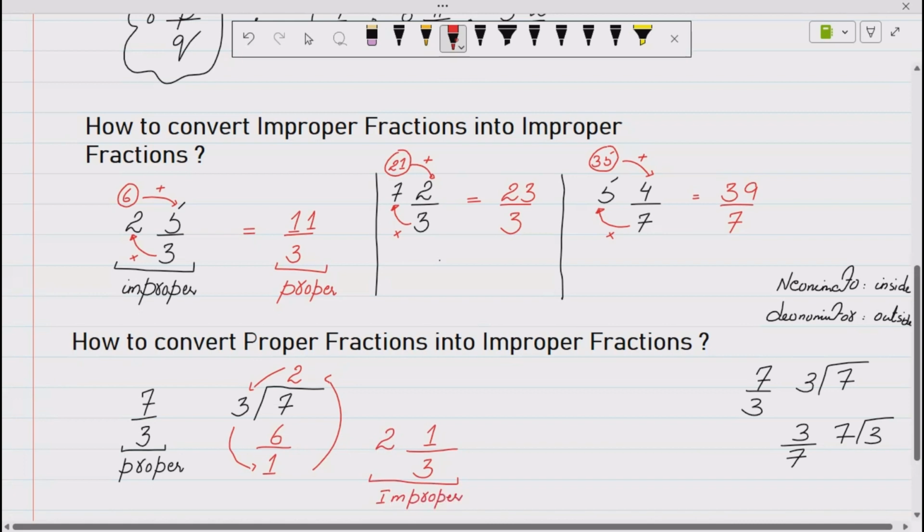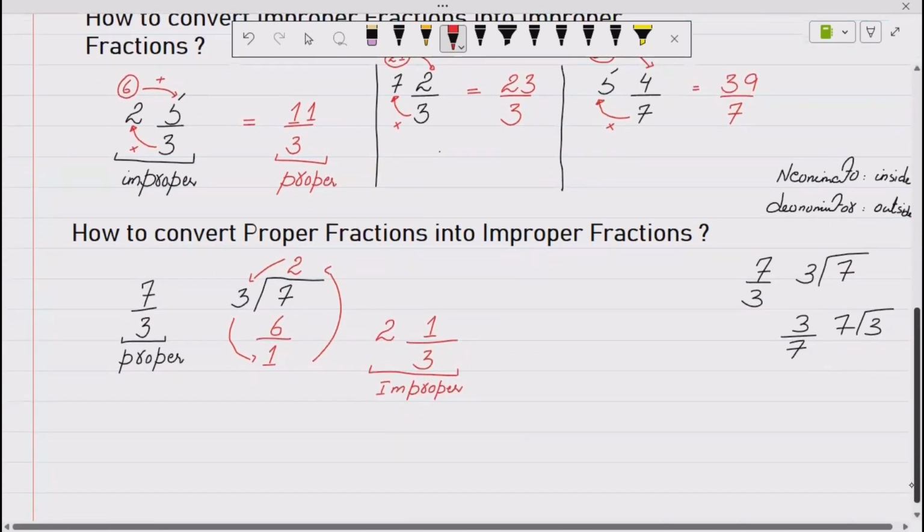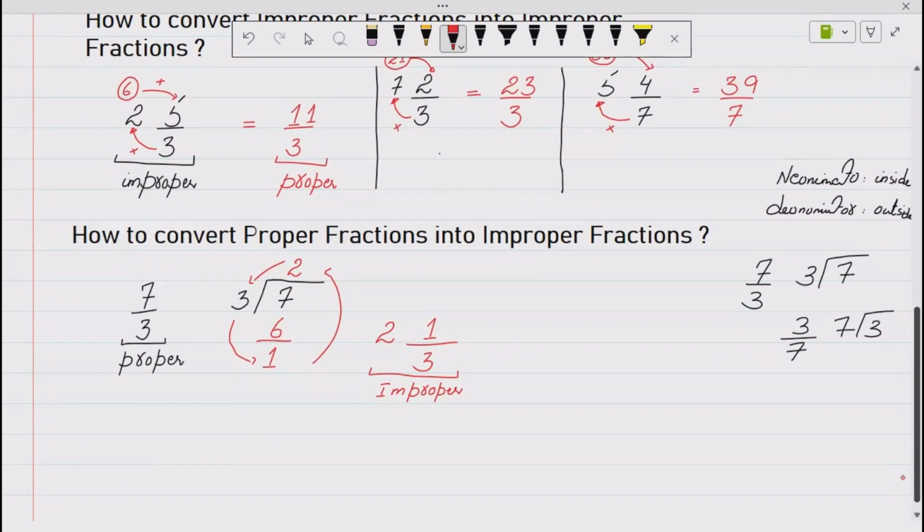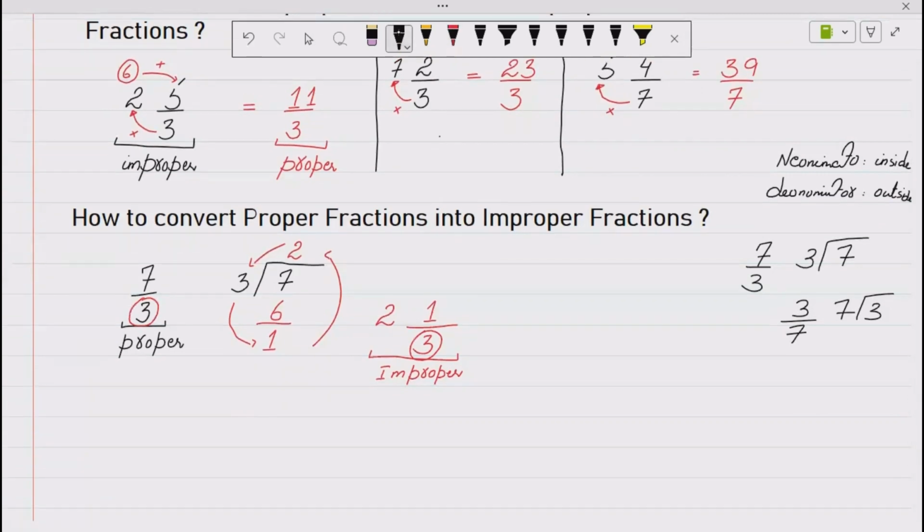So one thing which can make it easy is that whatever denominator we have in the proper fraction, when you convert proper into improper, the place of the denominator remains the same. So you can see 3 is here in the denominator. So after converting it to improper, 3 comes in the denominator as well, right? Now let's see another example.